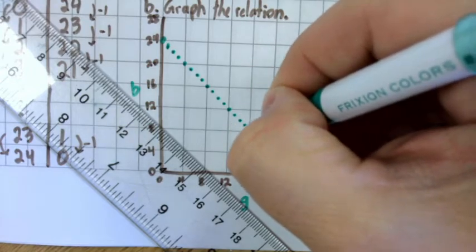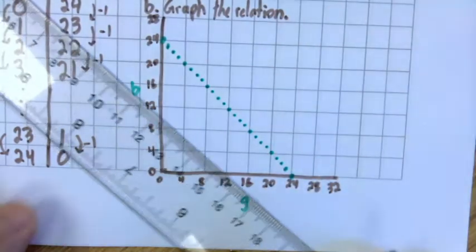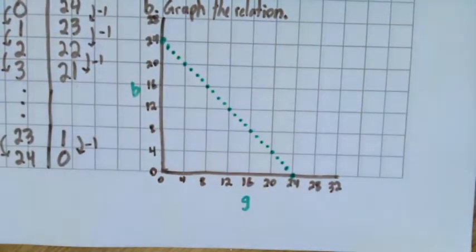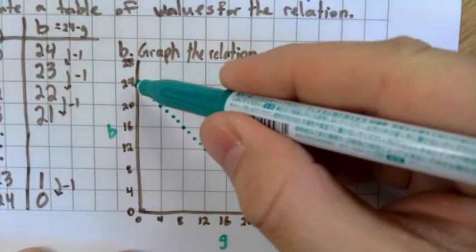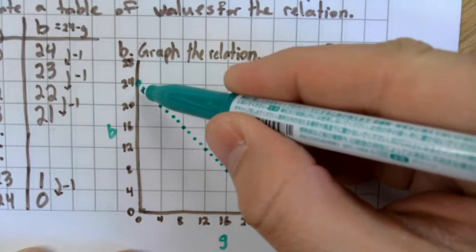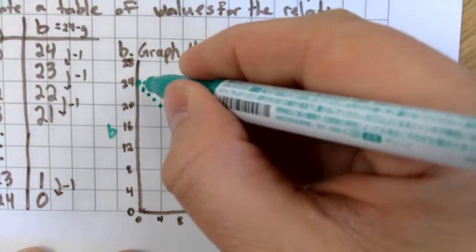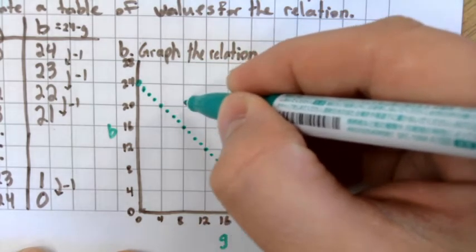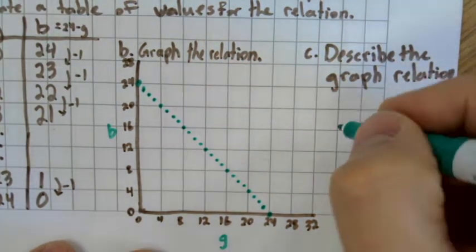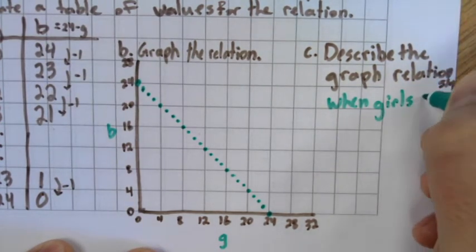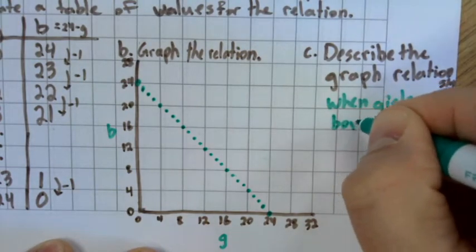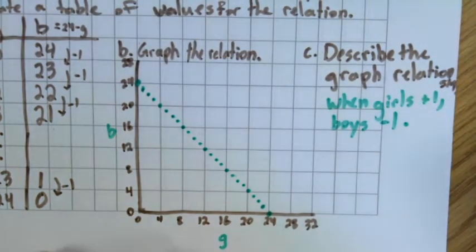And once I've graphed all of these, there is my straight line that is my linear relation of boys to girls. Girls to boys. You may also get asked to describe the graph's relationship between the variables. Well, looking at this, every time you move up with the girls, the boys moves down, right? Up 1, down, up 1, down, and so forth. So when girls increases 1, boys decrease 1.